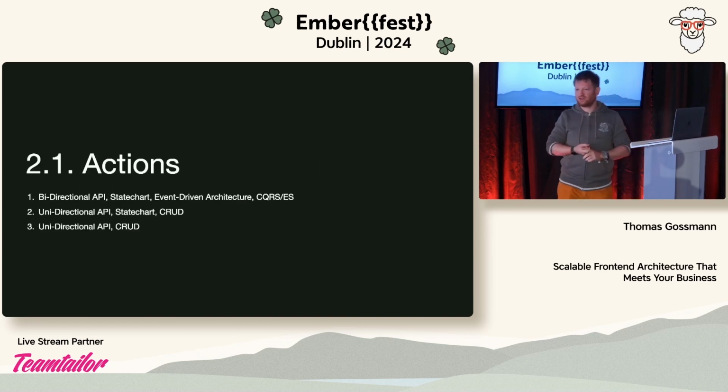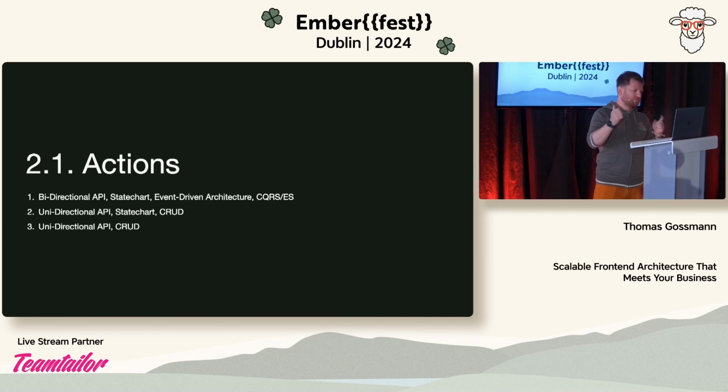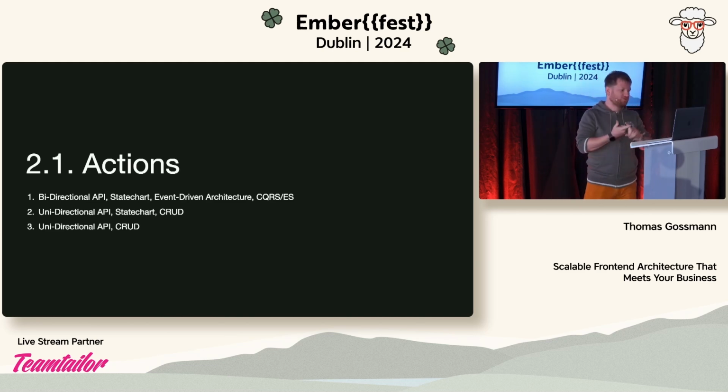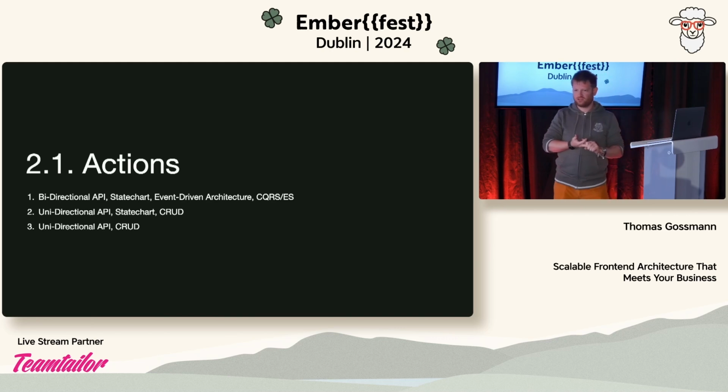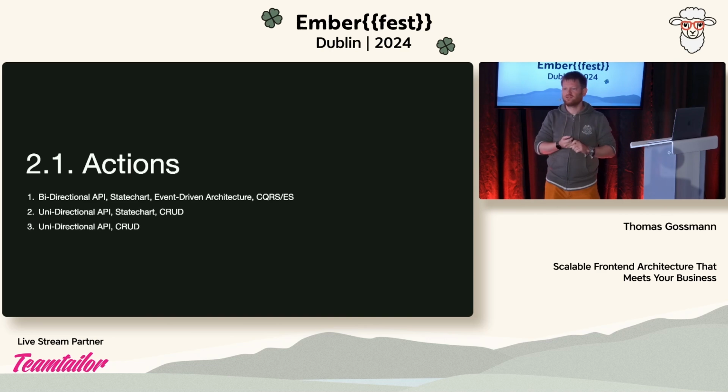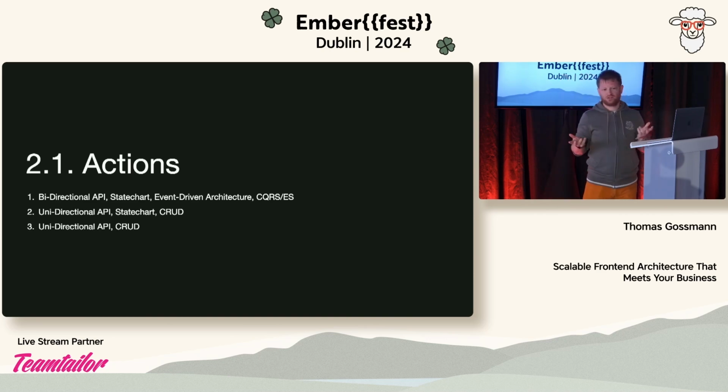Okay, let's first start with the actions, and I want to cover like 3 scenarios. I hope I can cover what most of you have in your code bases. So the first one is we have a bidirectional API, some socket thing. We use a state chart. We use event-driven architecture on the backend and CQRS and event sourcing. Second scenario is we have a unidirectional API. We use a state chart and CRUD. And the third one is the same as the second, but without the state chart.